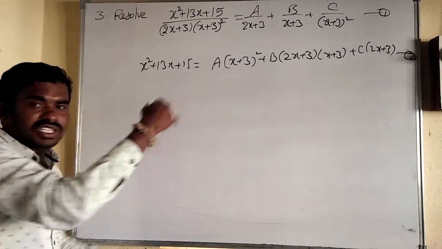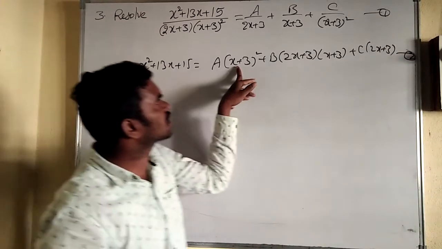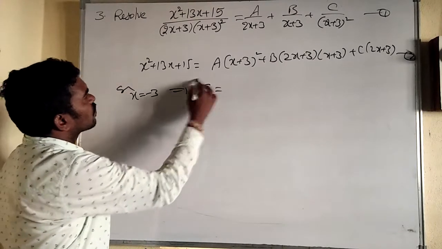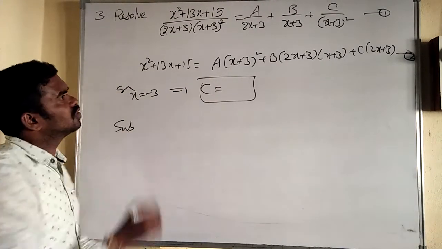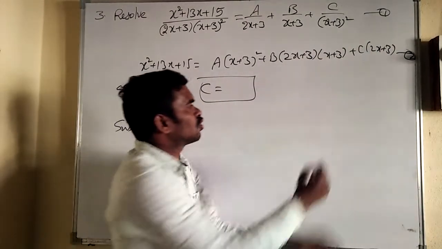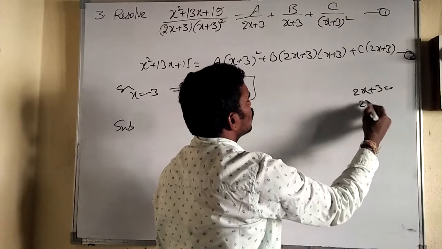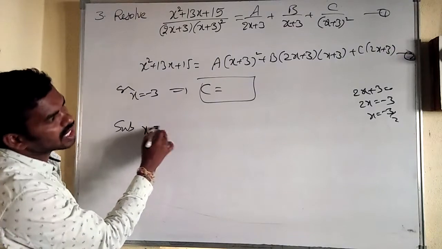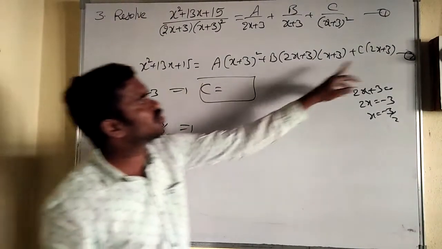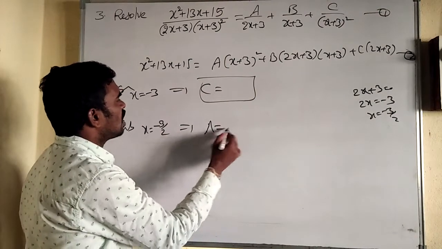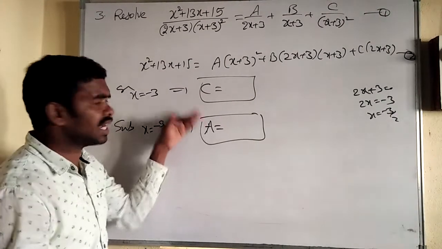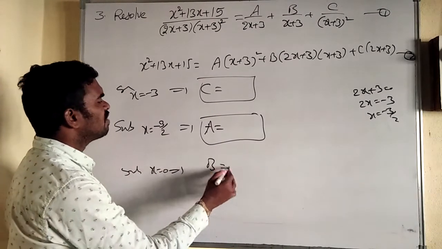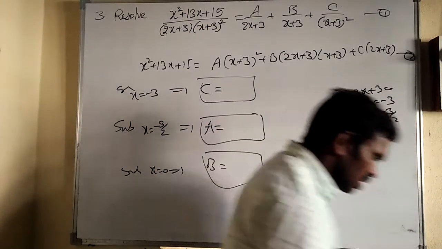Okay, after this we just solve, to take c, x plus 3, take x is equal to minus 3. Substitute, you will get the c value. Okay, I will give the answer. Next, to substitute, 2x plus 3 is common in both. So 2x plus 3 becomes 0 means 2x is equal to minus 3, x is equal to minus 3 by 2. Then after taking a, substitute x is equal to minus 3 by 2. Then these two will become 0. The a value we get. So I will give you the answer. After getting a and c values, substitute x is equal to 0 or anything you like, and you get the b value. So I will give the answers.